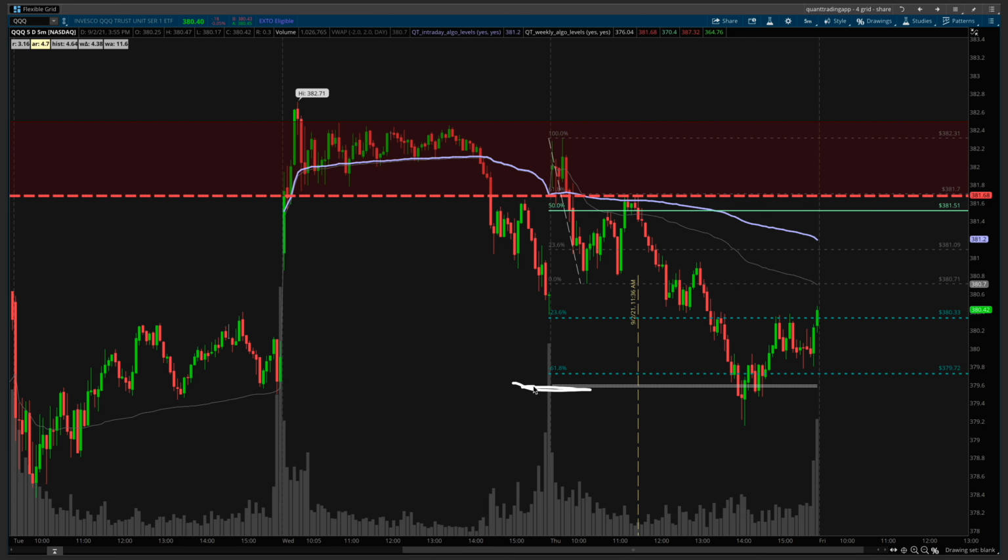And this level right here, this little tiny zone, is created from quant trading app, and price came right down to the Fibonacci retracement profit target, as well as the quant trading app profit target.